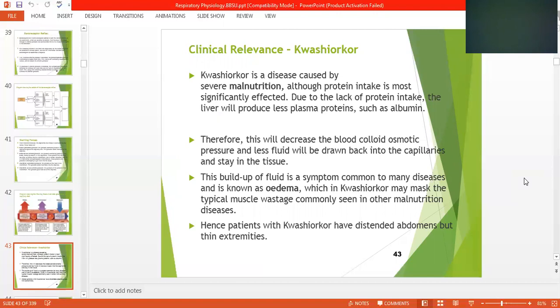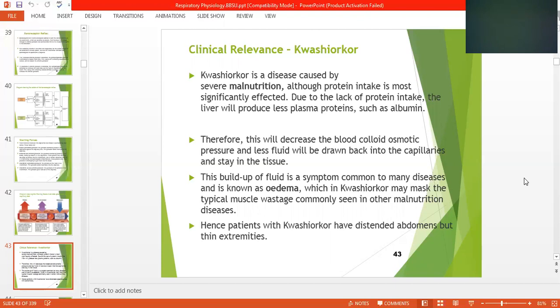albumin. Therefore, this will decrease the blood colloidal osmotic pressure and less fluid will be drawn back into the capillaries and stay in the tissue. This build-up of fluid is a symptom common to many diseases and is known as oedema, meaning swelling, which in Kwashiorkor may mask the typical muscle wasting commonly seen in other malnutrition diseases.